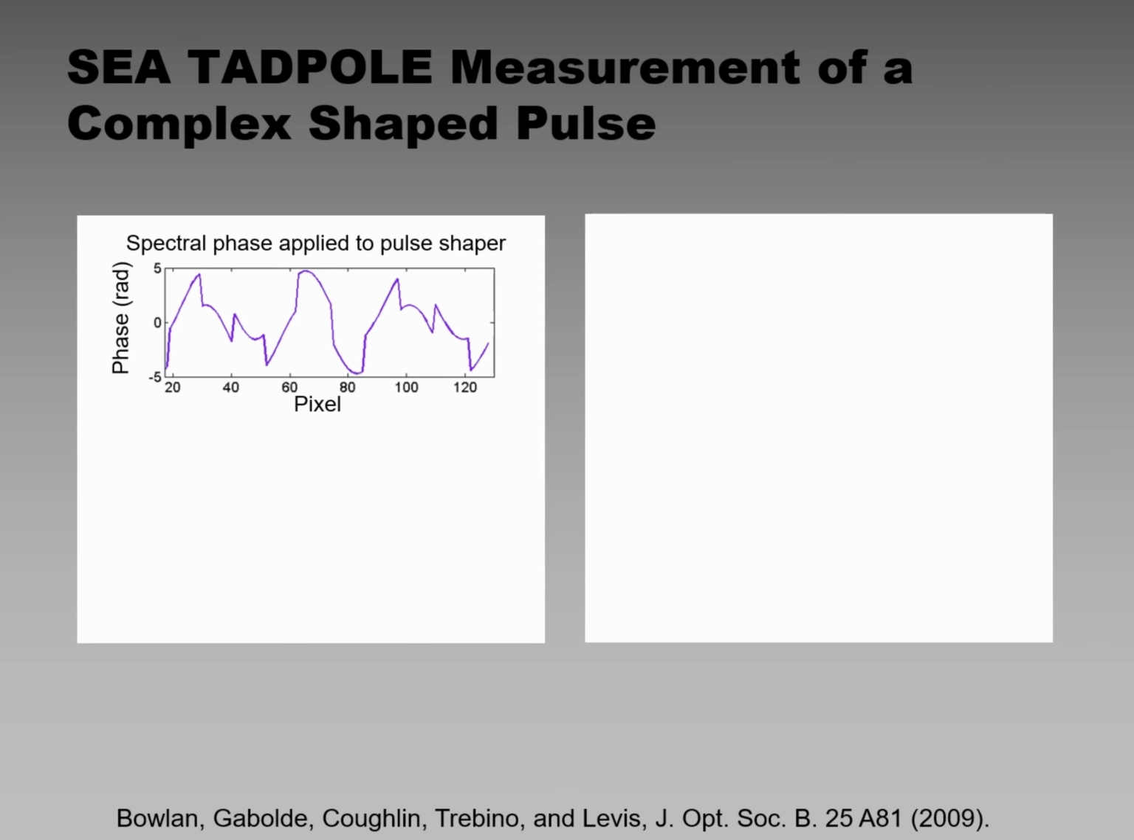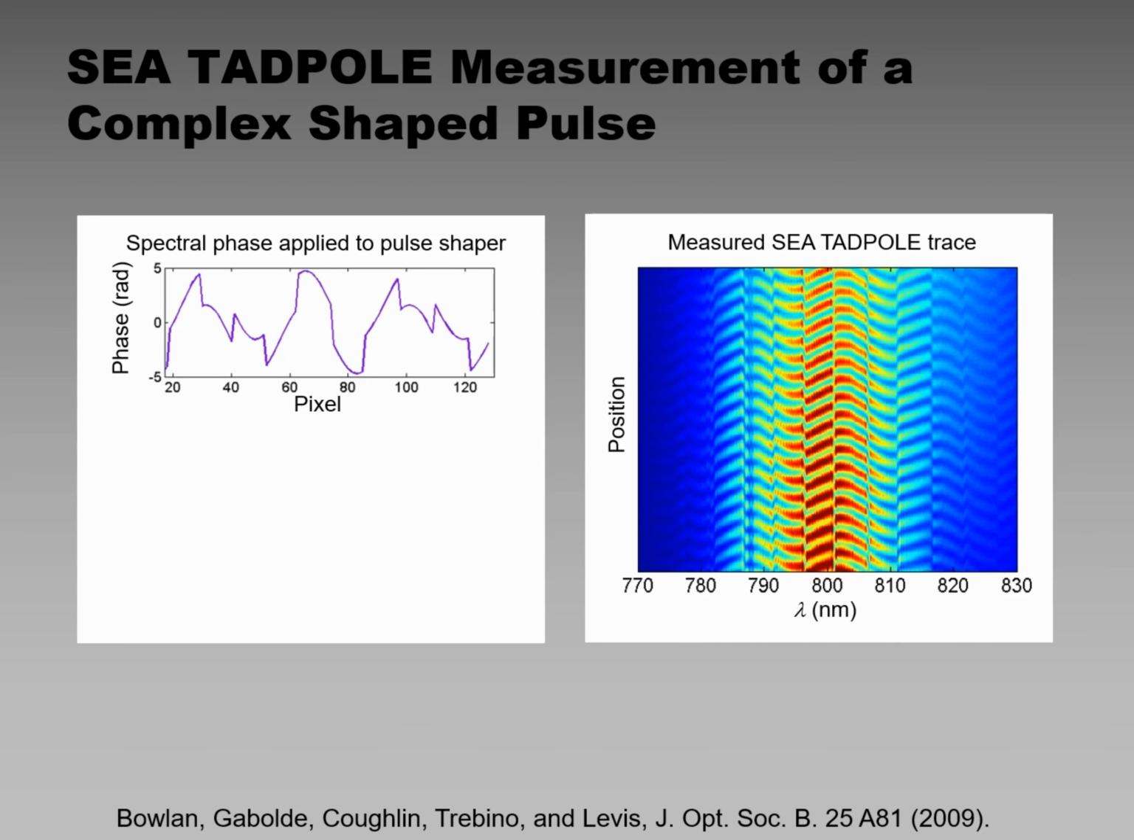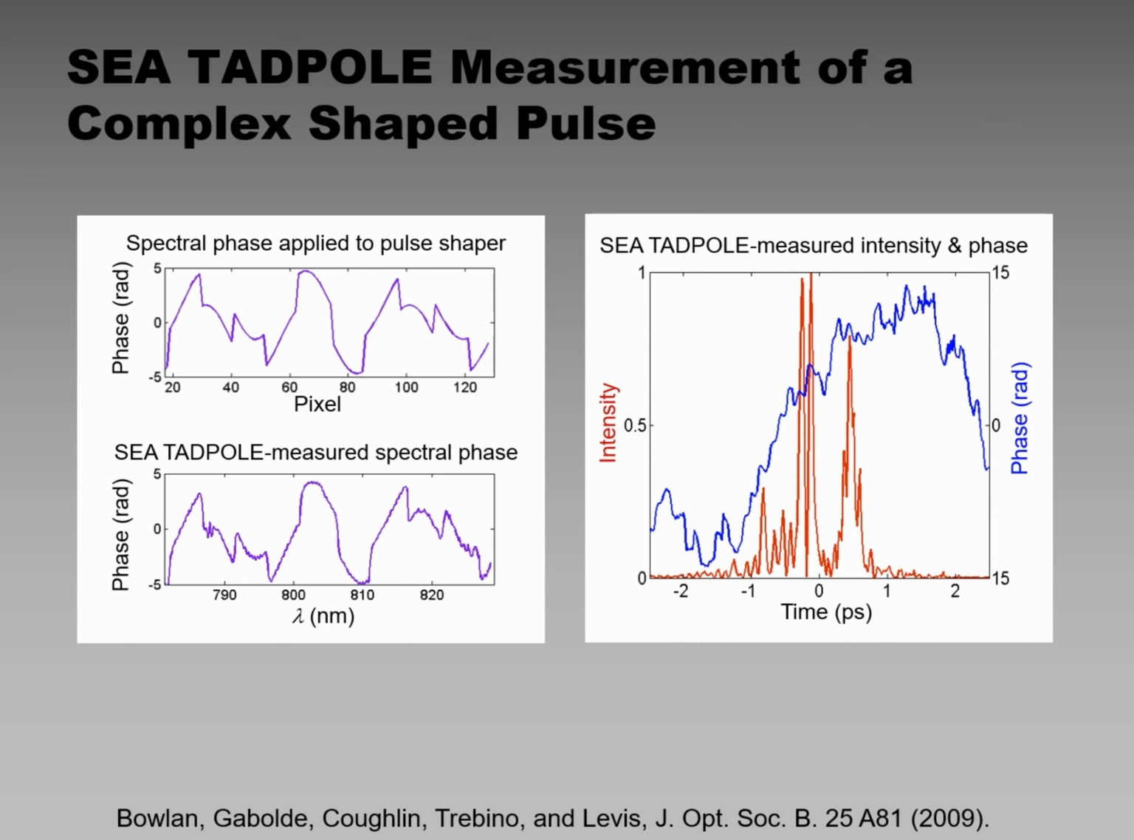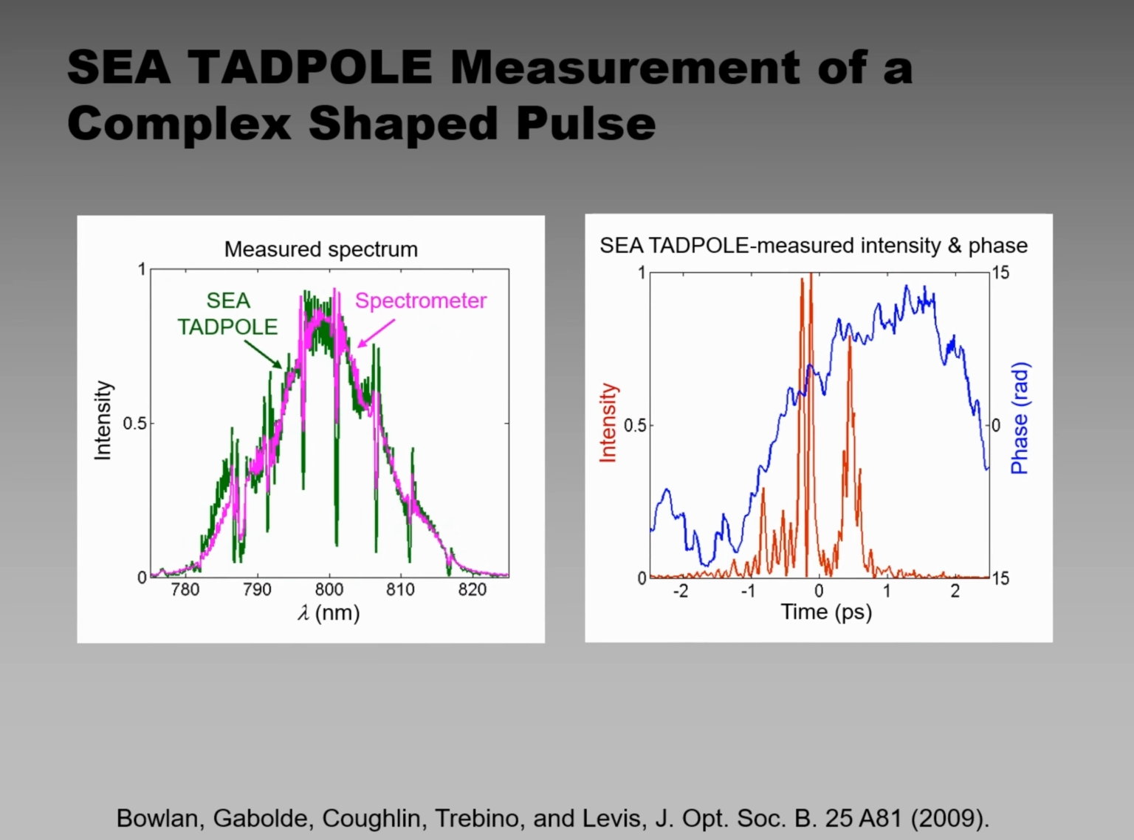Many measurements have been made using C-TADPOLE, and here's a pulse generated and measured by Matthew Coughlin and Robert Levis at Temple University. Using a pulse shaper, they generated a complex spectral phase, which C-TADPOLE measures, yielding an intuitive trace. And C-TADPOLE easily finds the pulse spectral phase. It yields the complex temporal intensity and phase shown here. And here's the C-TADPOLE measured spectrum, which is in nice agreement with the spectrometer measurement of it, but as you can see, the C-TADPOLE measured spectrum has better resolution than that of its own spectrometer. This is because it measures the spectral field, not the spectral intensity like spectrometers do, and it doesn't broaden as much as a result of the imperfect spectral resolution.